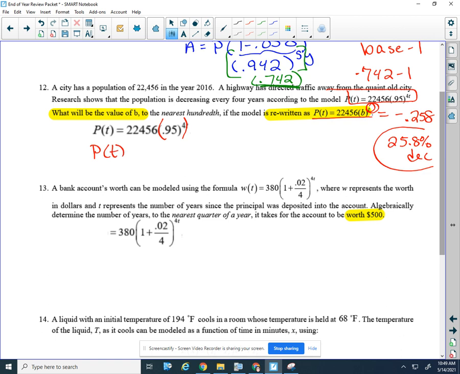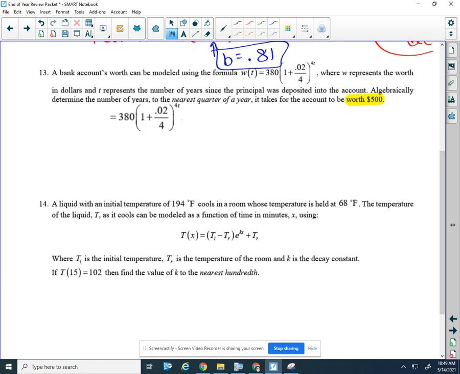And you get P of t equals 22,456 times 0.95 raised to the fourth power, which is 0.81. And the question is saying, what is the value of b? Right there. These questions are almost more reading than math-wise. That's an example where the reading and the understanding is trickier than the actual math.